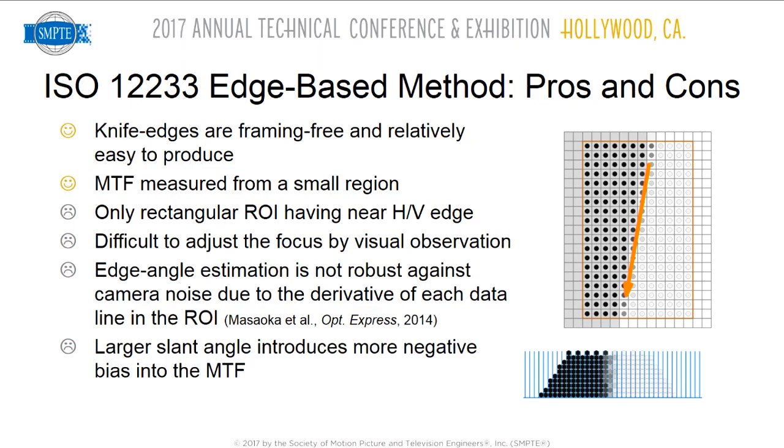And the most significant problem is that the larger slant angle introduces more negative bias into the computed MTF, which is a very serious problem in terms of metrology.